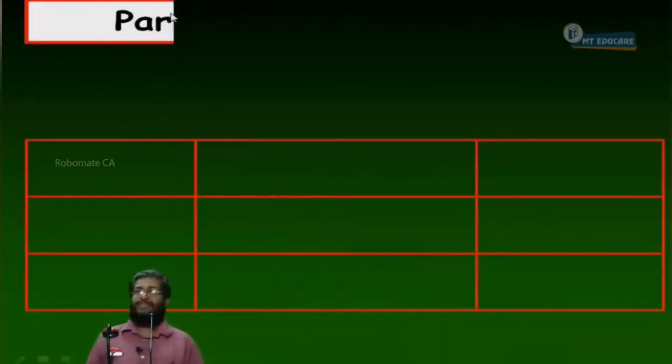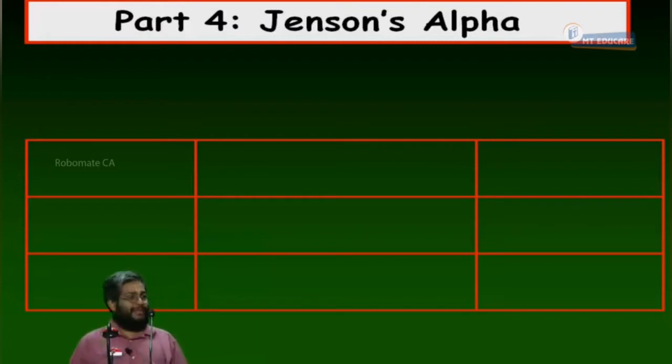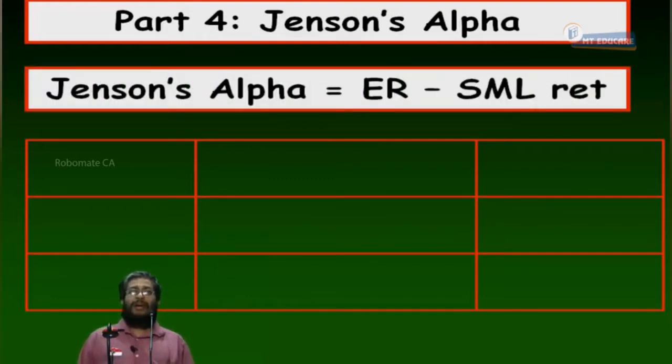Part 4, Jensen's alpha. If you substitute E-N by A, the name changes. Okay, Jensen's alpha. It is a new term, but nothing new conceptually. Alpha is equal to expected return minus SML return.